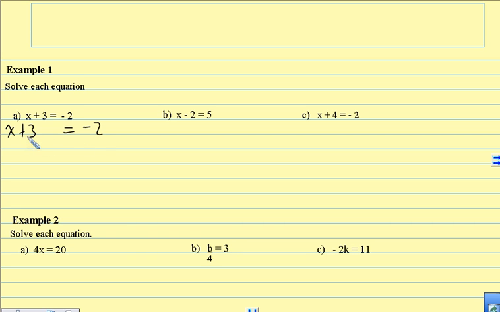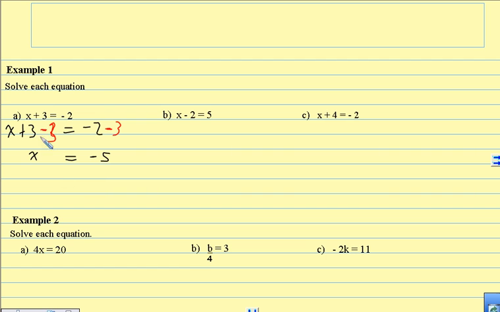Since I added 3 and I got negative 2, I would then subtract 3, do the opposite. But what I do to one side, I have to do to the other side to keep the equation balanced. So, minus 3. I have x plus 3 minus 3. This plus 3 minus 3 just goes away because 3 minus 3 is equal to 0. So the left becomes x, what I want to solve for, equals negative 2 minus 3, and negative 2 minus 3 makes it negative 5.